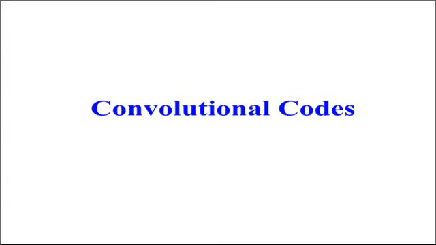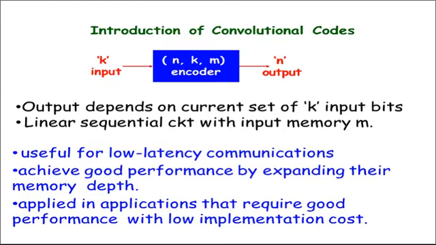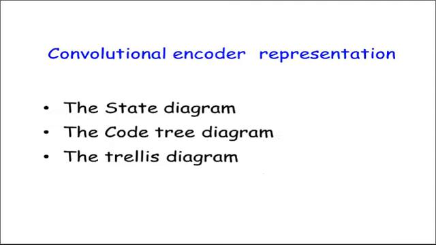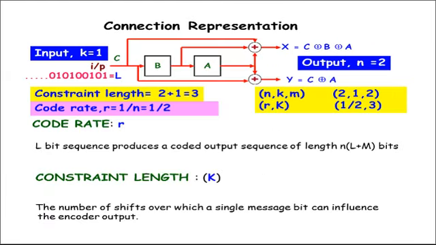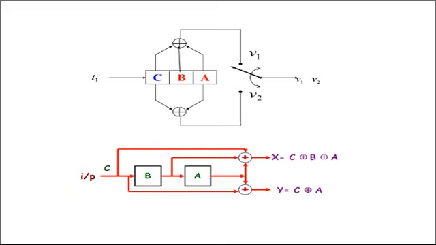Hello everyone. In the last lecture, we have seen the introductory part for the convolutional course. These are all slides which we have already seen. We have seen the representation methods, state diagram, then the code tree, and the trellis diagram. We have also seen the simplified format for this one, and how to go for the simplified format. So this is the simplified format for this kind of structure.